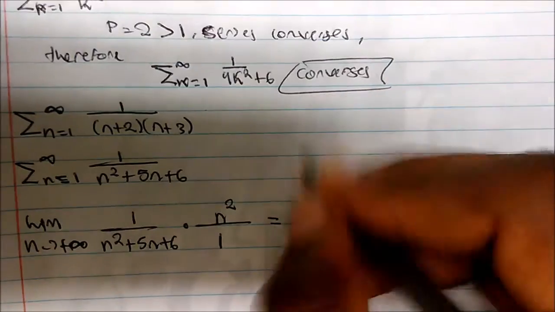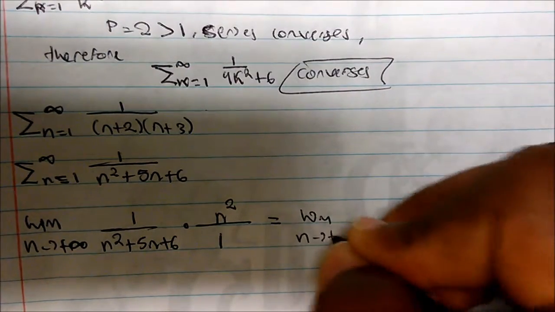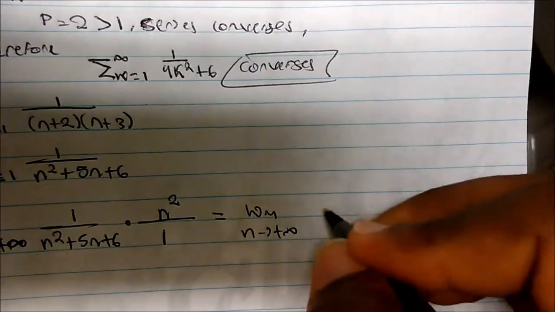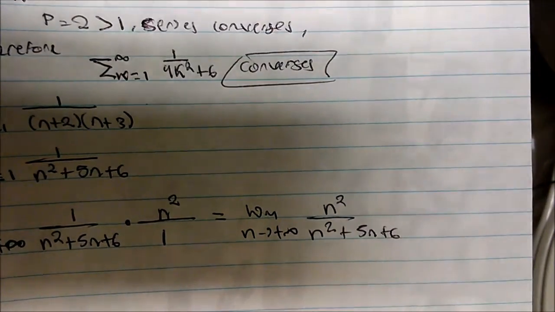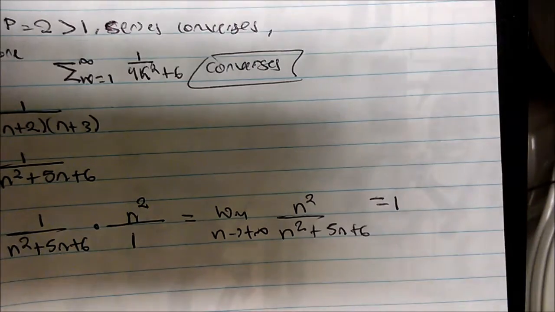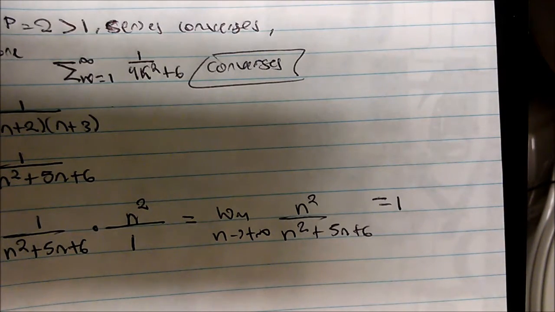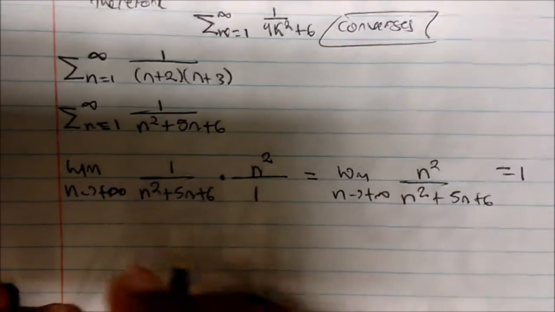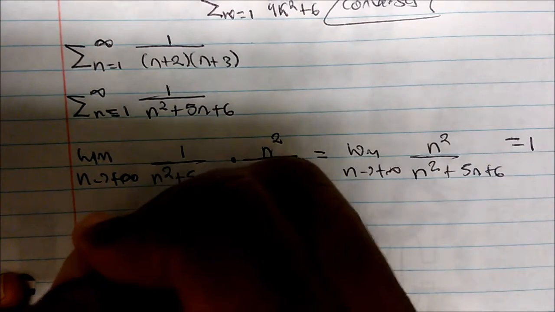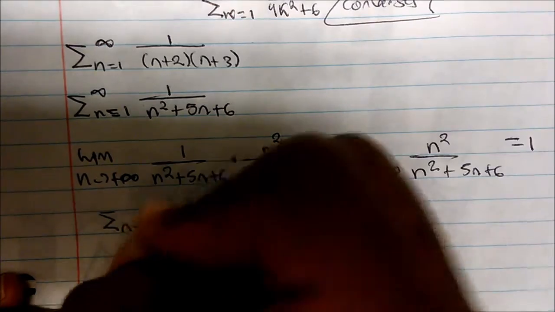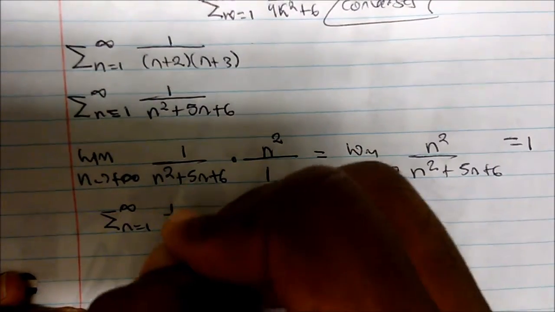And so if I look at this, this now becomes the limit as n approaches positive infinity of n squared over n squared plus 5n plus 6. Okay, we know the limit for this is actually 1. But what is the idea we want to get away from this? Well, what is my bn? My bn is actually the sum from n equals 1 to positive infinity of 1 over n squared.